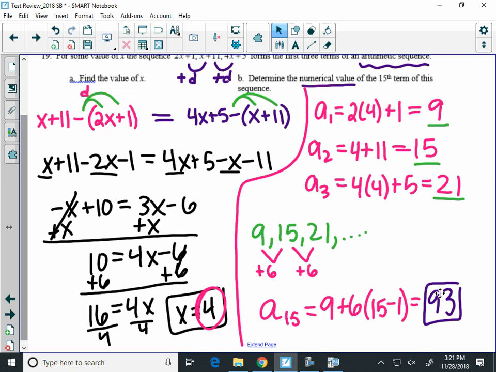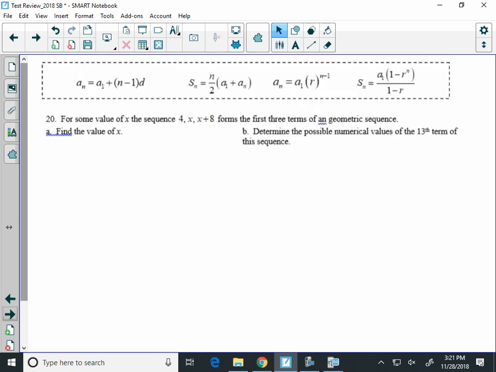Let's do a geometric one, number 20. It's the last one on the video here. So we have a sequence 4, x, x plus 8. Those are the first three terms of a geometric sequence. So we're going to start by finding x, and then we're going to find the 13th term.